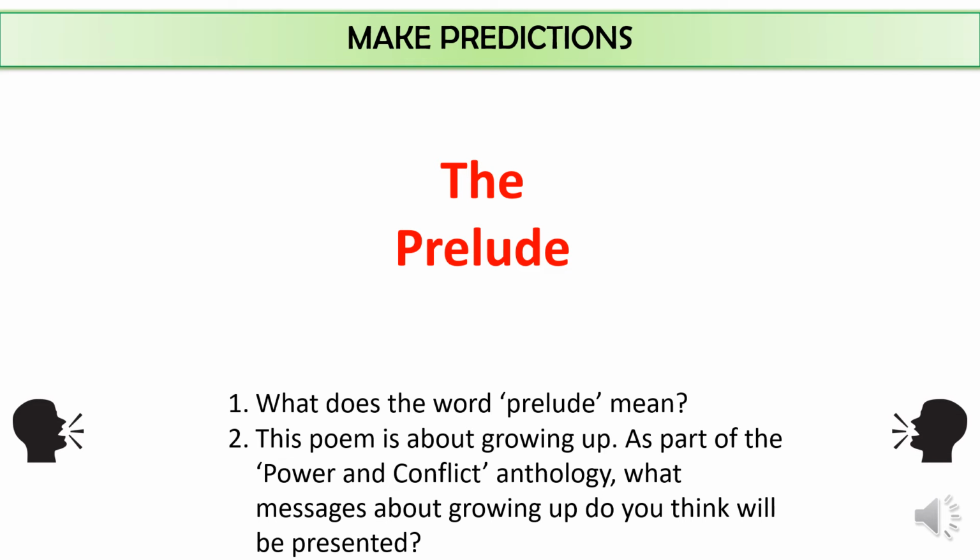So before we read the poem, let's have a little think about the word prelude and start to make a few predictions. Any idea what the word prelude means? Is it a word you've come across before? The poem is about growing up, and you'll see when I read it what I mean by that. So as part of the Power and Conflict anthology, what messages about growing up do you think are going to be presented? So have a little think about that before you move on to the next slide.